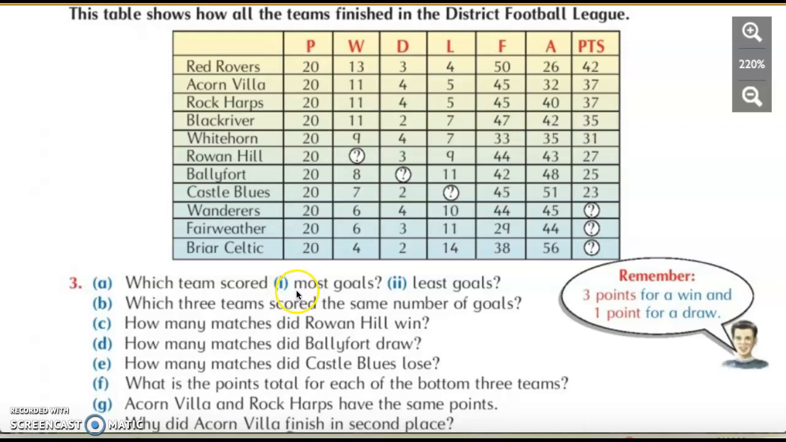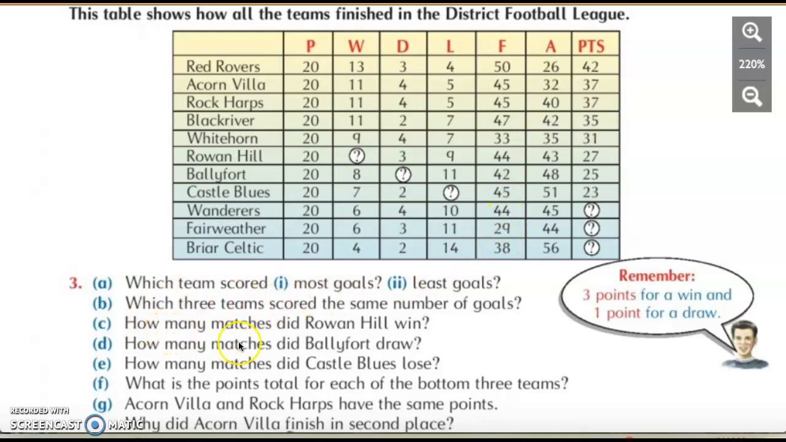Which team scored the most goals? So I go to my goals for, and I look at the team which has the most goals scored. Which team scored the least goals? Again, I go to my goals for, and I find the team which scored the fewest amount. B, which 3 teams scored the same number of goals? Again, I'm in my goals for column, and I have to look through here to find 3 teams that have the same amount of goals scored. You'll have to find that yourself.